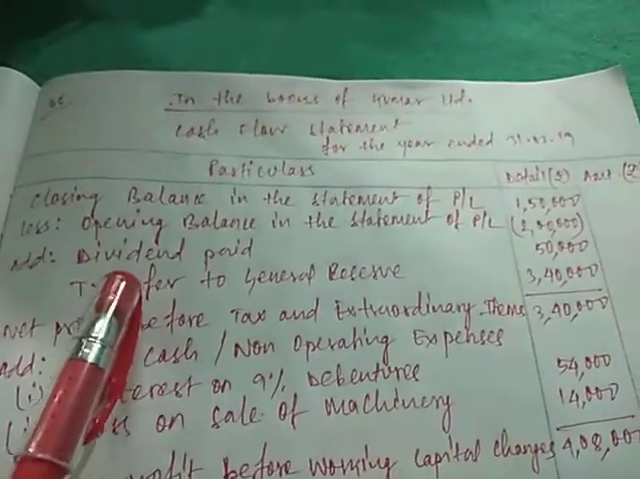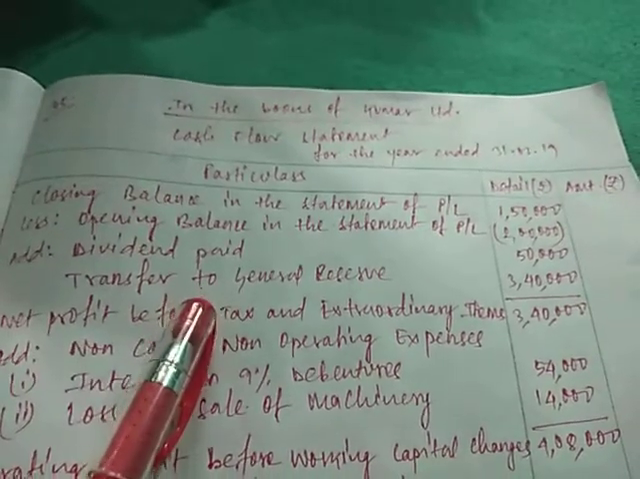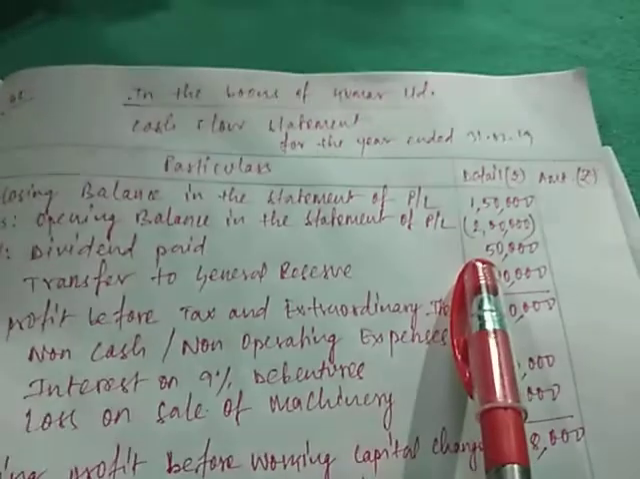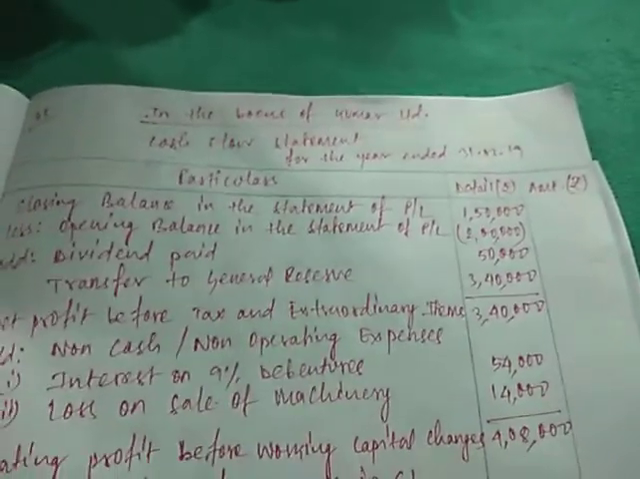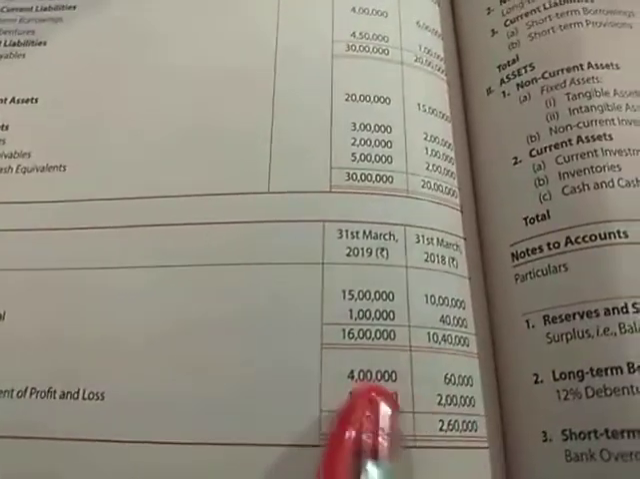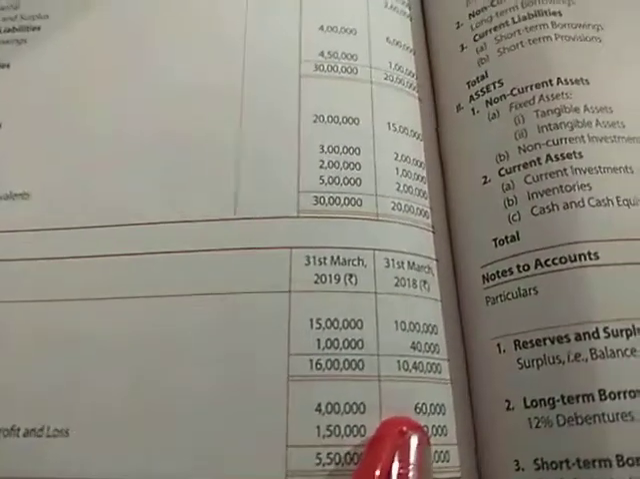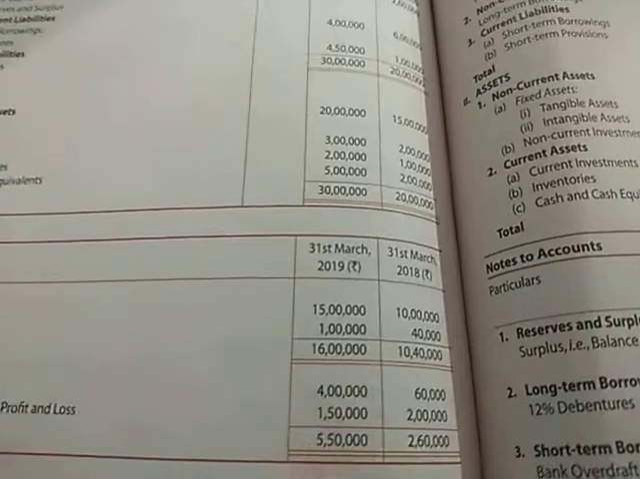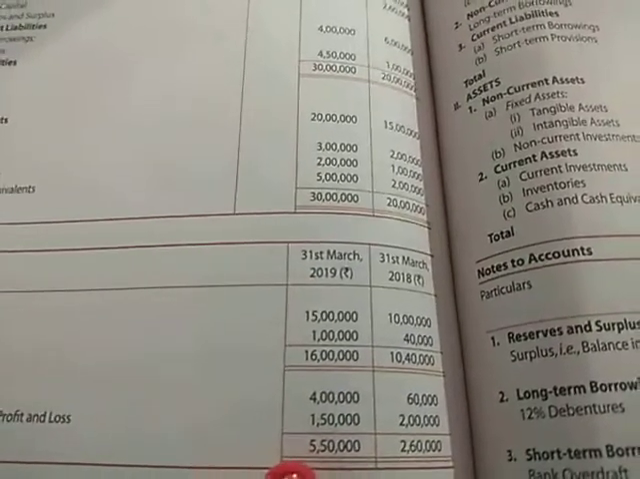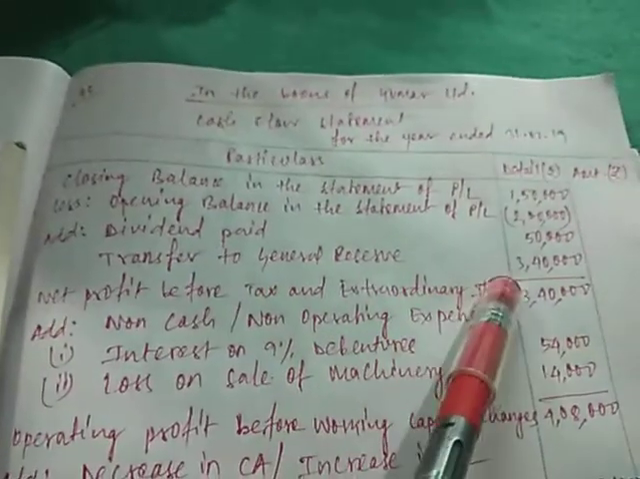We'll take the sum together for more items. Next, dividend paid and transferred to general reserve. Dividend paid, as we have just discussed, is 50,000. So directly we'll write here dividend paid 50,000 and transferred to general reserve. Similar to the previous question, you can see here reserve and surplus. General reserve is given as 60,000 to 4 lakh. It has increased from 60,000 to 4 lakh, which means there is an increase of 3,40,000. So I have written here transfer to general reserve 3,40,000.